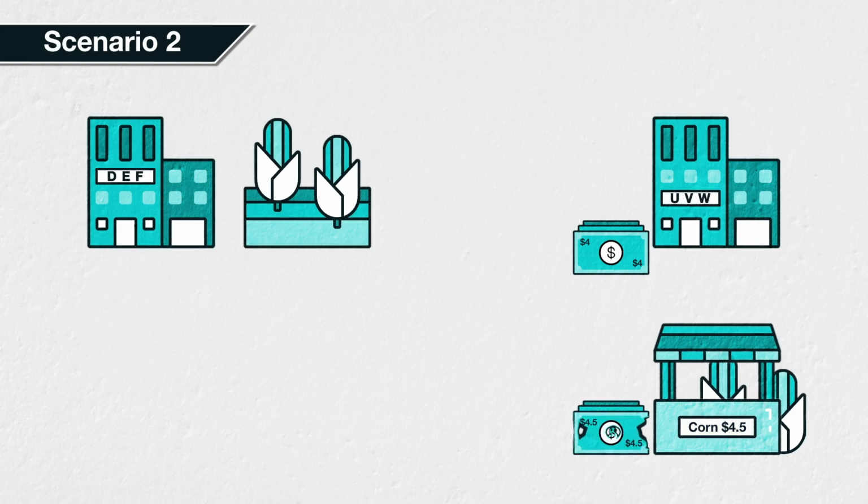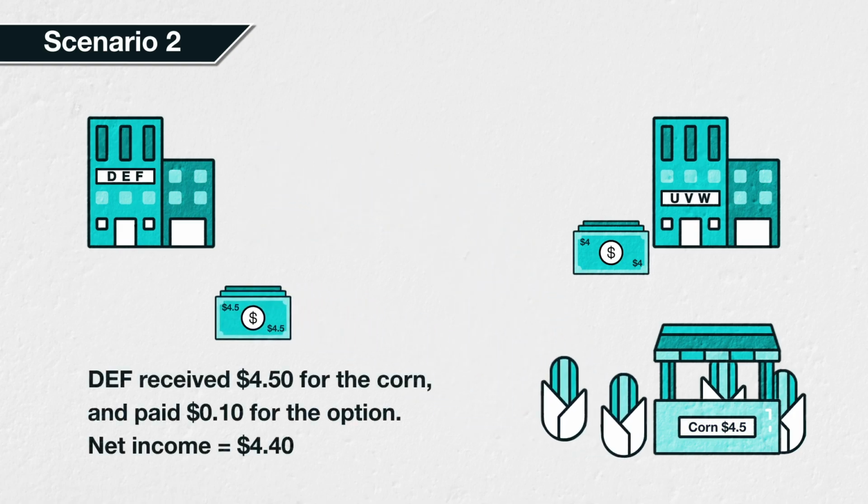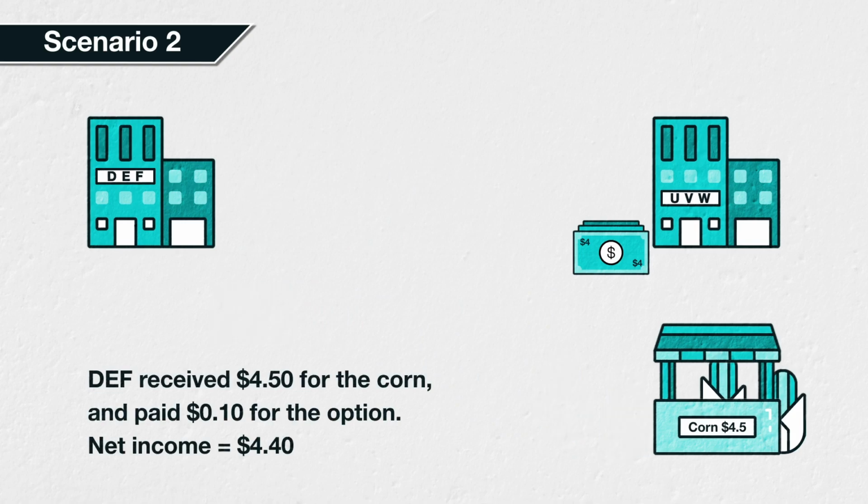DEF therefore sells their corn for $4.50 per bushel in the open market. They also paid 10 cents per bushel for the option though, so the net amount received is $4.40 per bushel. This $4.40 is slightly less than they would have received had they not purchased the put option, but again is still much higher than the $3.80 per bushel that they calculated as what they needed to make to be profitable. So in scenario 2, where the price of corn has not changed, DEF has a profitable outcome.